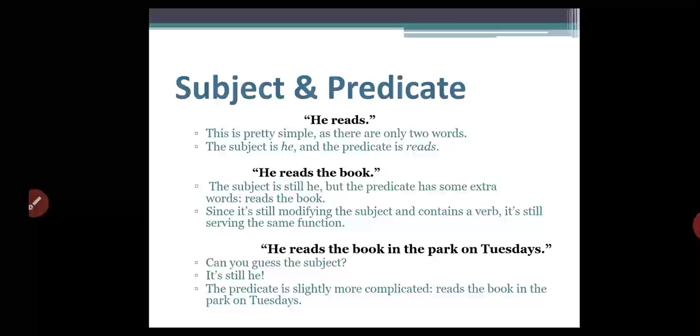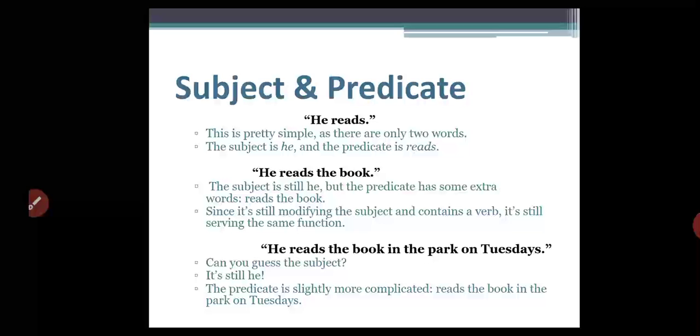Second example: he reads the book. The subject is still he, but the predicate has some extra words. Since it's still modifying the subject and contains a verb, it's still serving the same function. Here the subject is he, but the predicate has got some extra words. He reads the book. Again he is the subject and the predicate is reads the book.